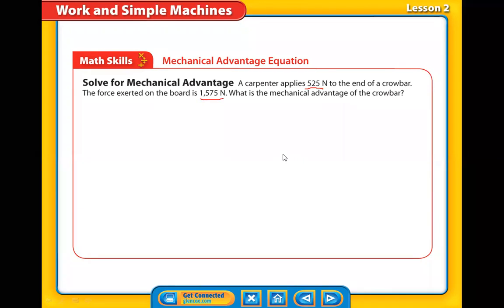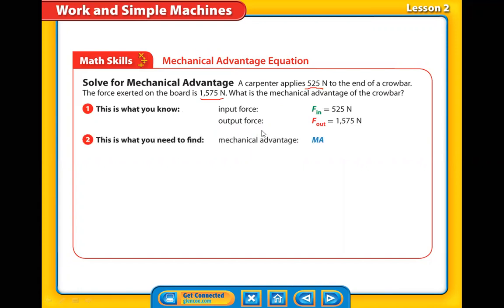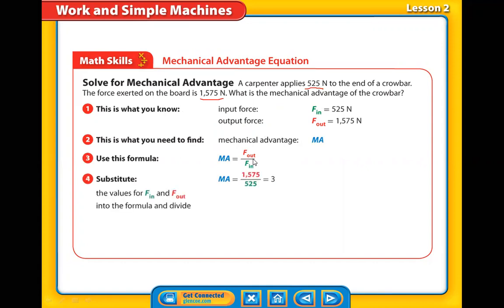Then we follow the steps by writing what we know: the input force and the output force. And what do we need to find? The mechanical advantage of the machine. We use the formula output force over input force. The value will be 1,575 over 525, which is 3. So this machine has a mechanical advantage more than 1, meaning the crowbar really did great work and saved a lot of power or energy for the man.